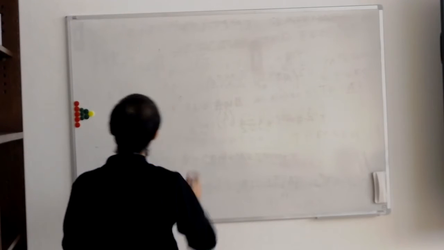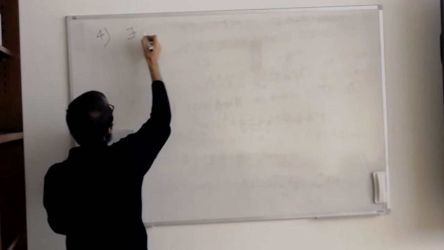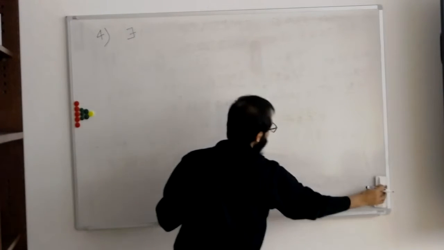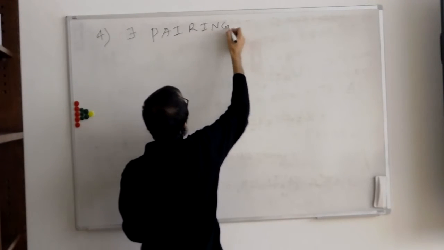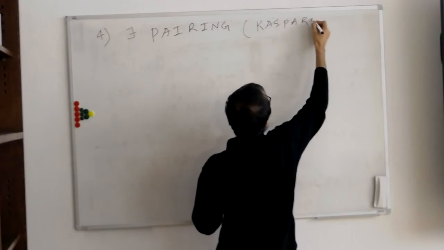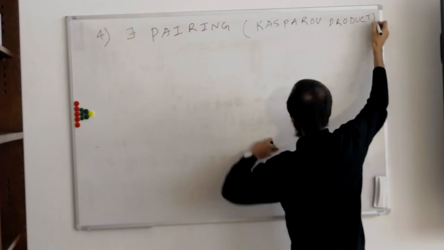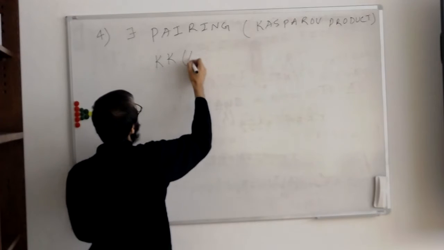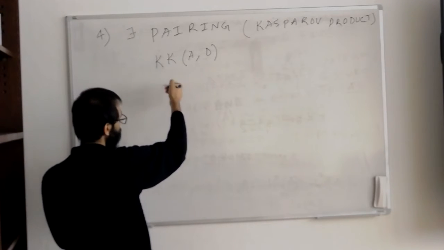I have more periodicity here. This is 4. There exists a pairing called the Kasparov product. So if I write KK without an index, it just means KK_0.